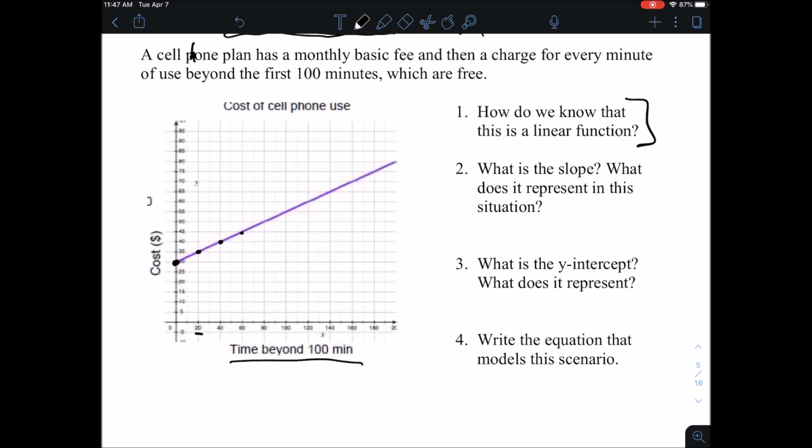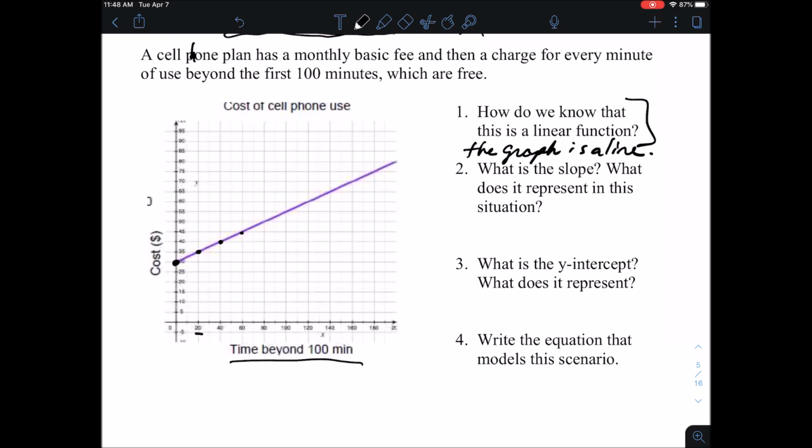So this is a linear relationship, but how do we know that it's a linear function? Well, the graph is a line. It's as simple as that. There's no trick there. It's a line. It's not a curve. What is the slope? And what does it represent in this situation?